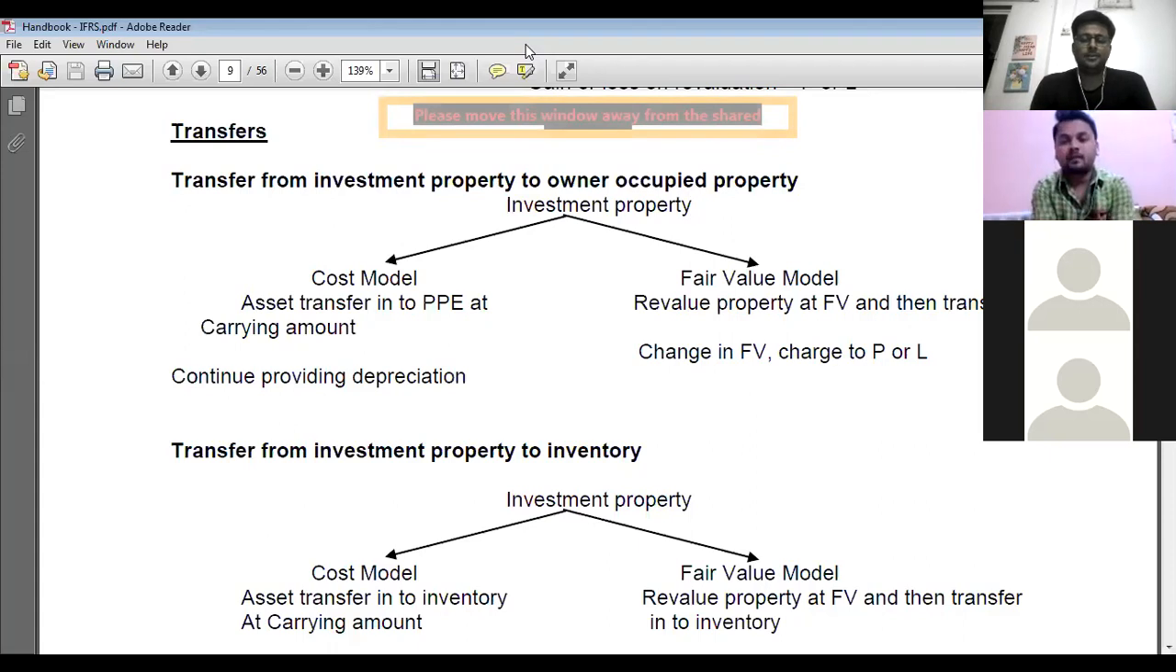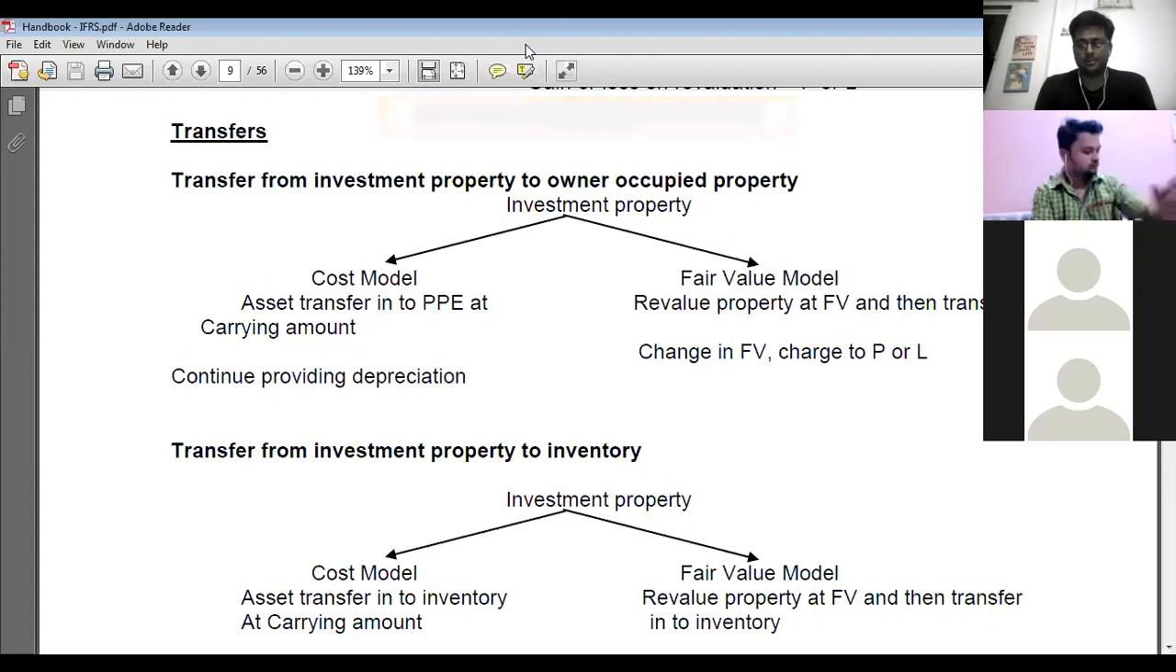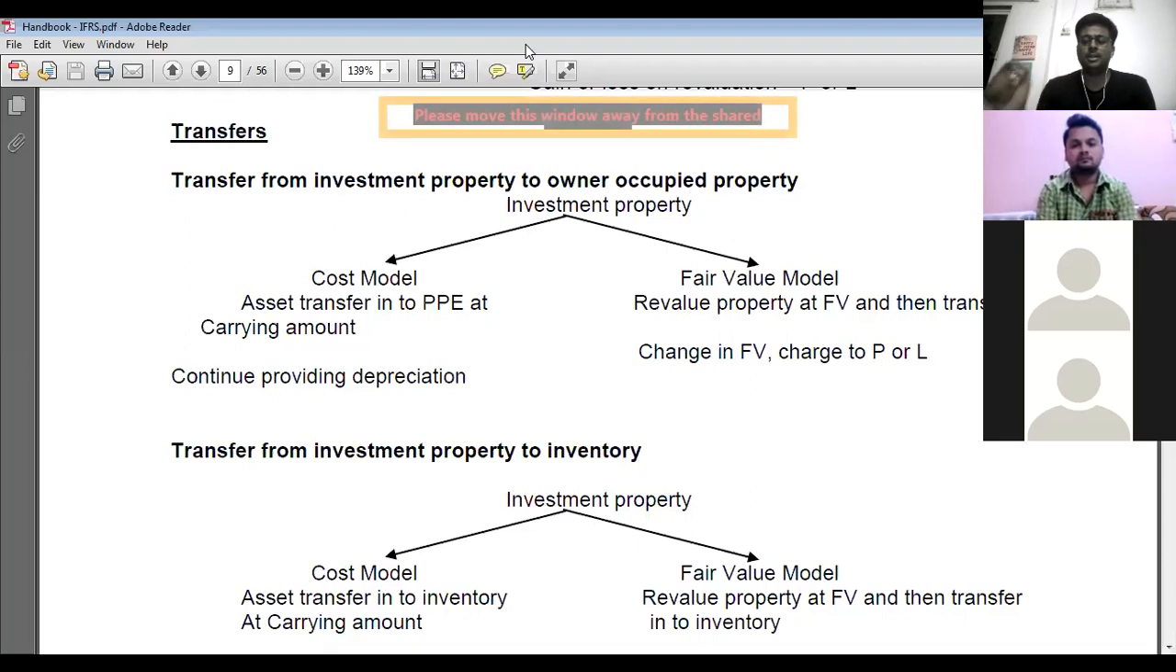The second option is, say, if we followed the fair value model for investment property. In the case of the fair value model, whenever we are transferring an asset, the transfer has to be done at fair value. So whenever this transfer is happening, first of all, I'm repeating, before the transfer we need to revalue the property at fair value.